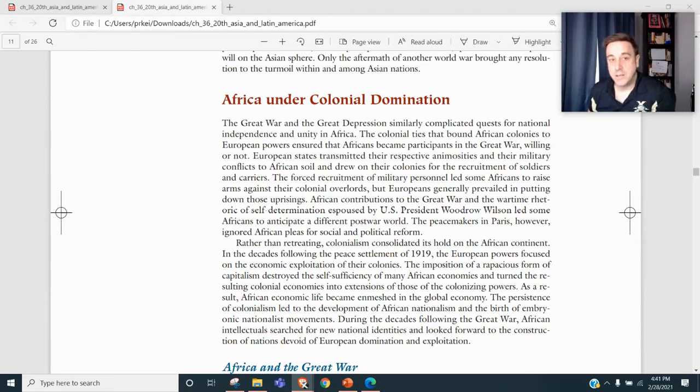All right, here we are on chapter 36, which is Nationalism and Political Identities in Asia, Africa, and Latin America. And we're working on the second heading here, which is Africa under colonial domination.